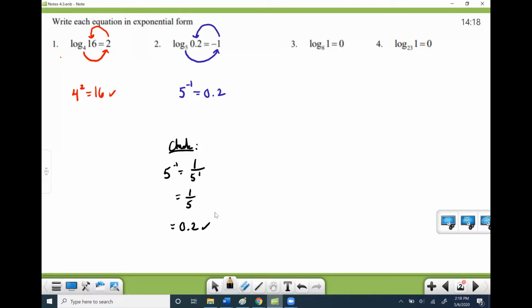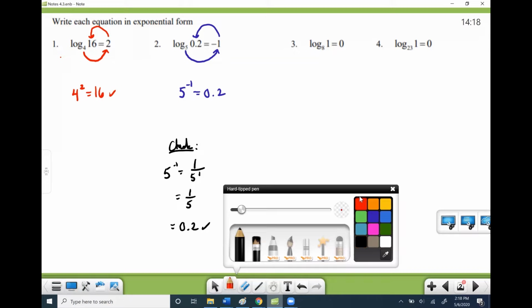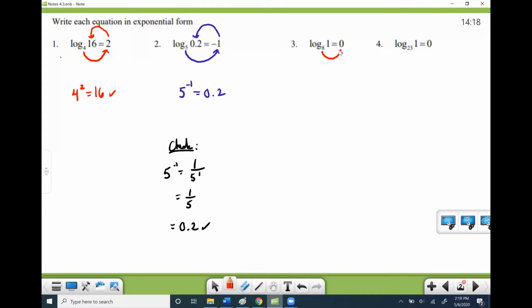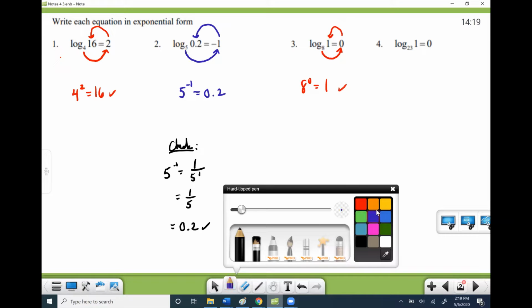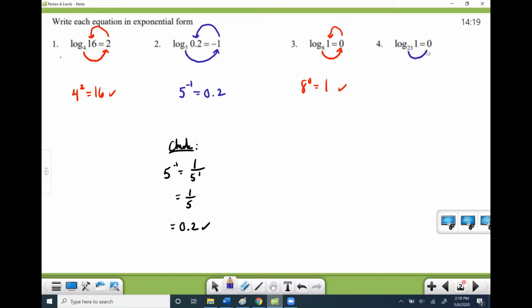Number 3, start with the base. So 8 to the 0 equals 1. And yeah, anything to the 0 power is 1. So that one's an easy one to check. Let's do number 4. So 23, start there. 23 to the 0 power equals 1. And again, anything to the 0 power is 1.